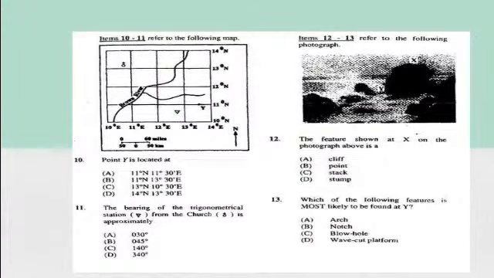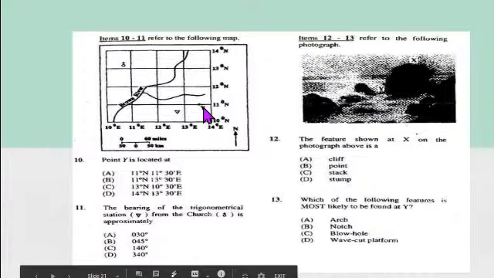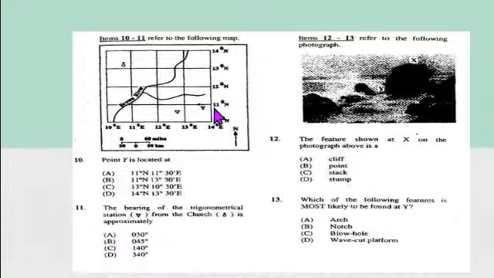All right, this is going to be our last one for this session. Items 10 to 11 refer to the following map. Point Y is located at, Y is here. Y is located at 11 degrees north. So A and B are our options. And 13, 14 degrees east.